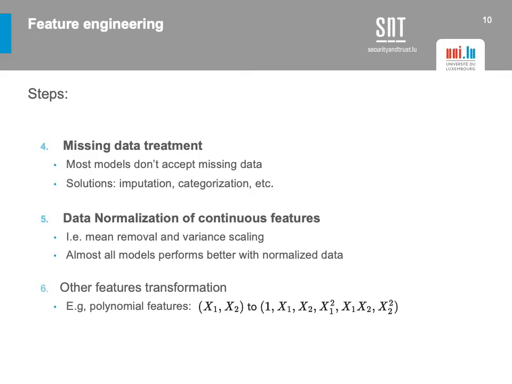Another important thing to not forget is data normalization of continuous features. If you have some continuous features, generally it helps a lot to normalize data. So what does normalization of data mean? One solution is to remove the mean. So you take each feature minus its mean, and you divide by some scale, so that you have unit variance, so that the standard deviation and the variance are equal to 1 for each feature. This will help a lot.